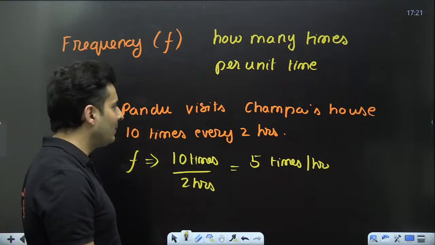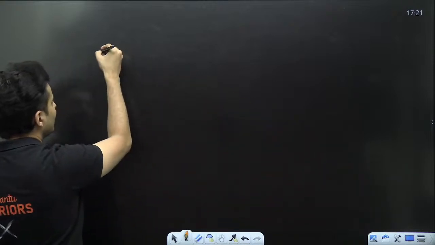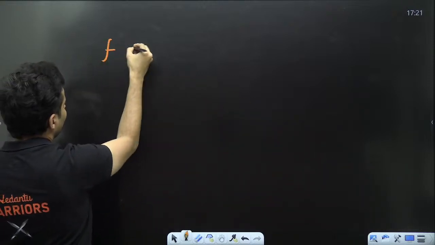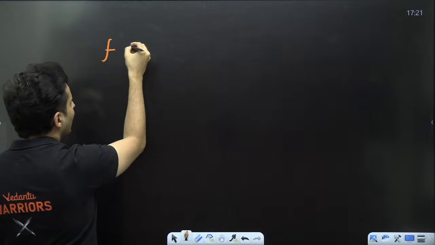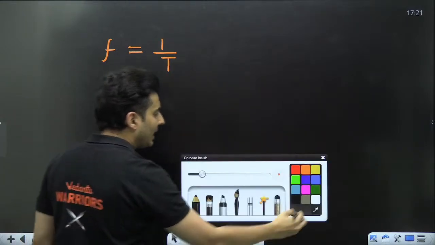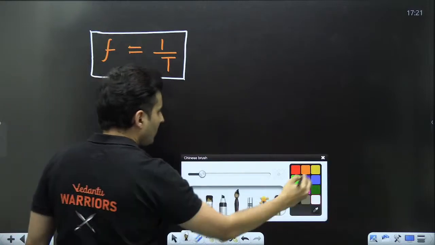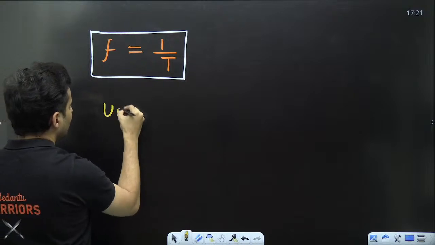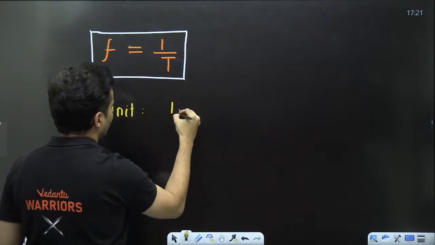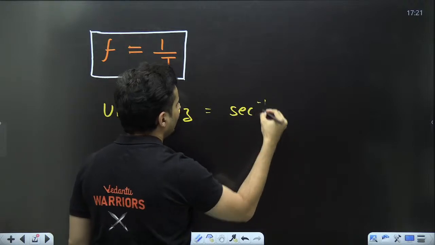Is that right, everybody? Now usually the unit of frequency is hertz. So the formula for frequency is 1 by time period. This is the formula for frequency, and the unit is hertz, Hz, and 1 hertz is basically second inverse.